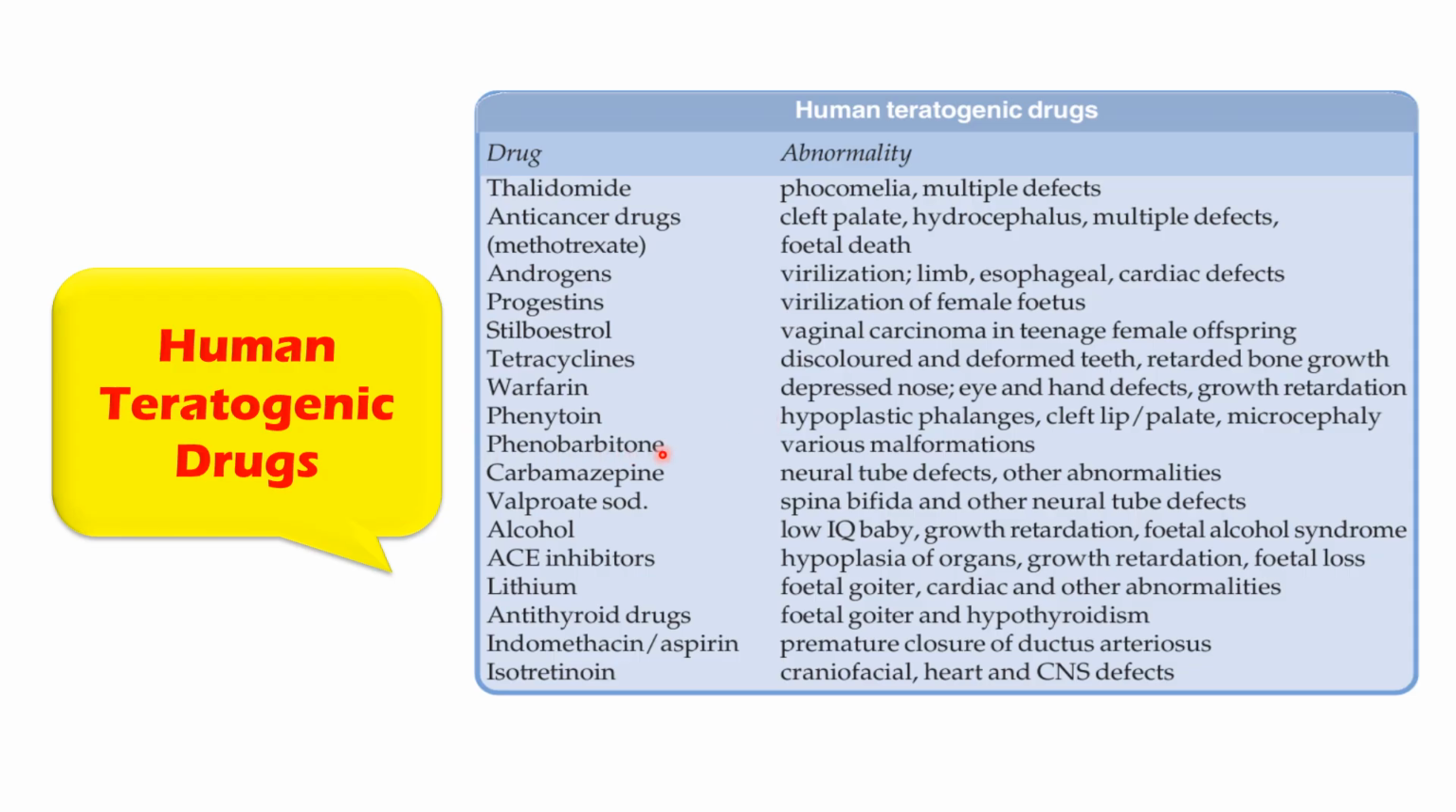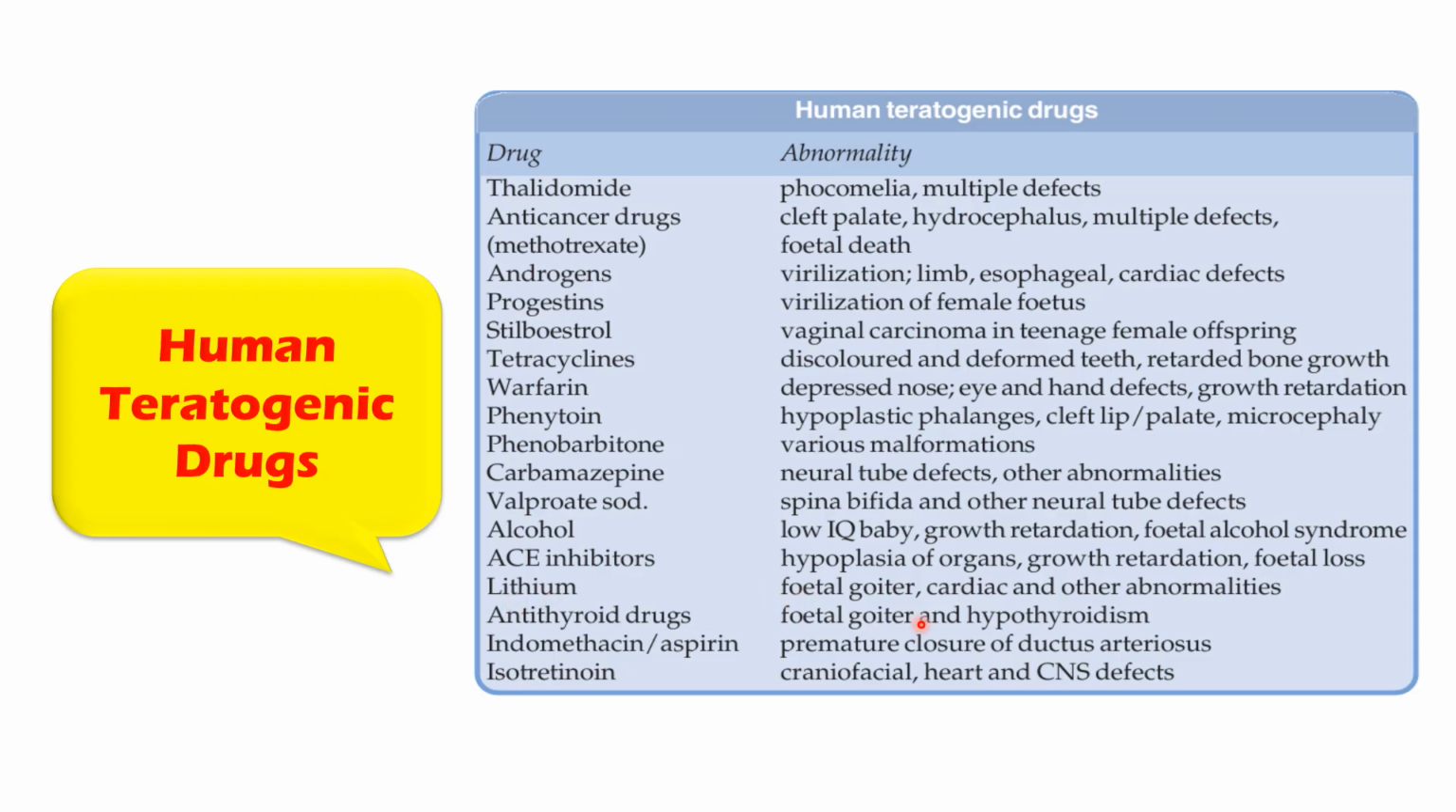Phenobarbital, which is a barbiturate, can cause various malformations in the fetus. Carbamazepine can cause neural tube defects and other abnormalities. Valproate sodium can cause spina bifida and other neural tube defects. Alcohol can lead to the development of a low IQ baby, growth retardation, and fetal alcohol syndrome. ACE inhibitors can cause hypoplasia of organs, growth retardation, and even fetal loss.